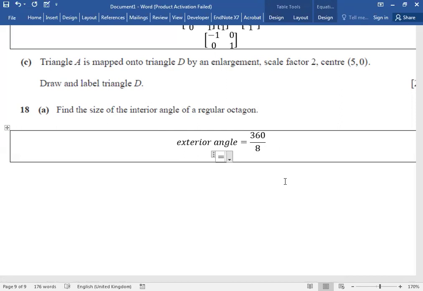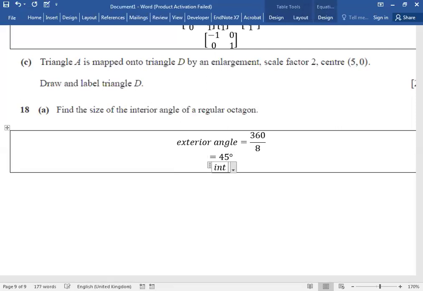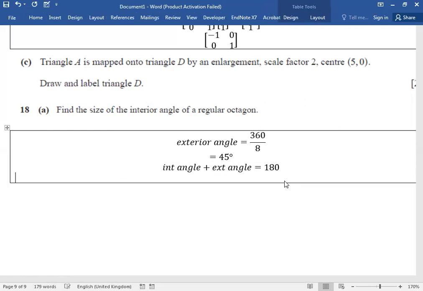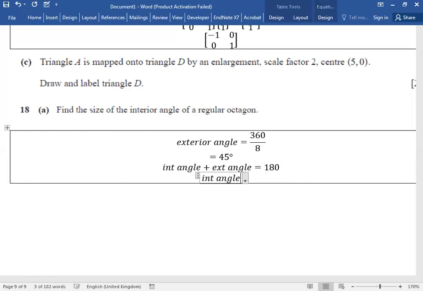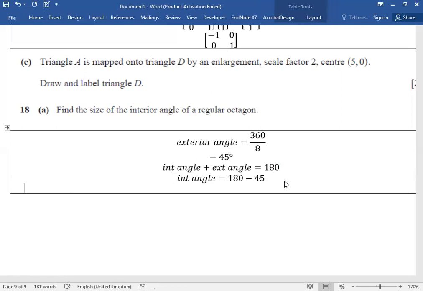लिख के करो, do not just calculate these things. Exterior angle is 45. Once you know the exterior angle, you know an interior angle plus exterior angle is always equal to 180. So interior angle is equal to 180 minus 45.